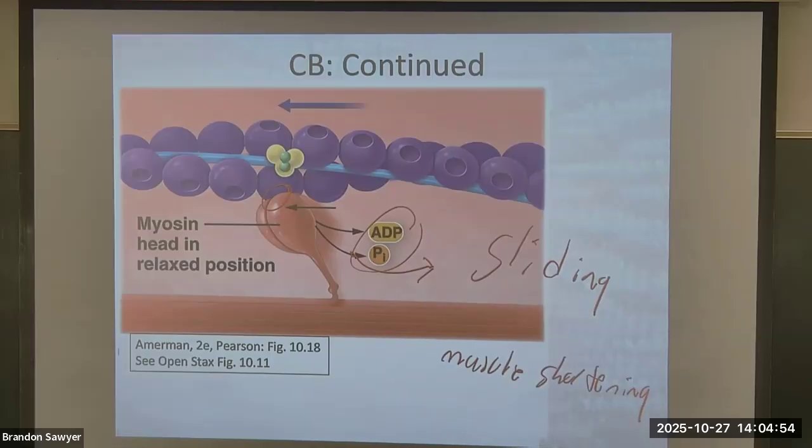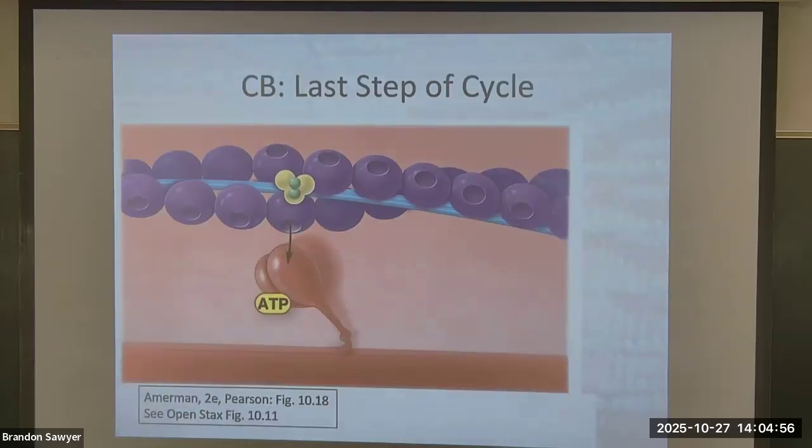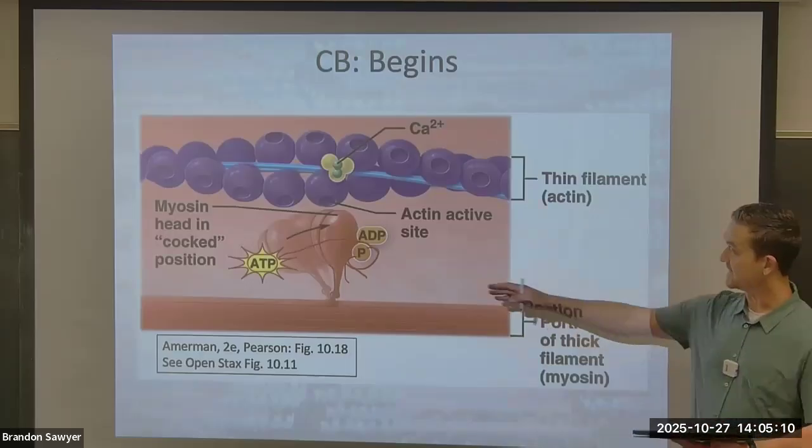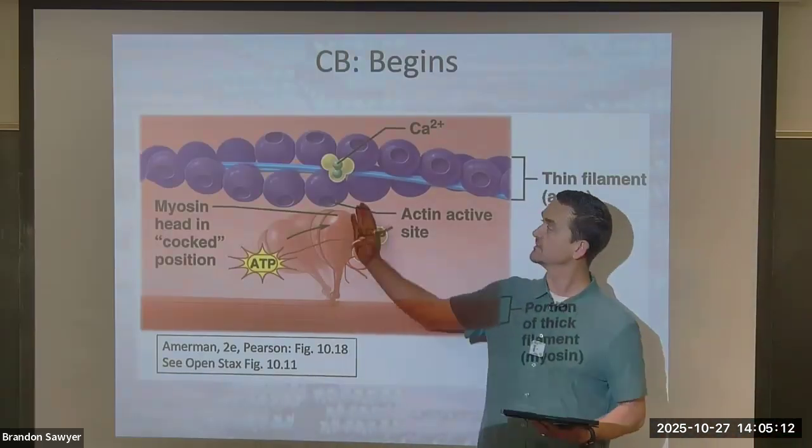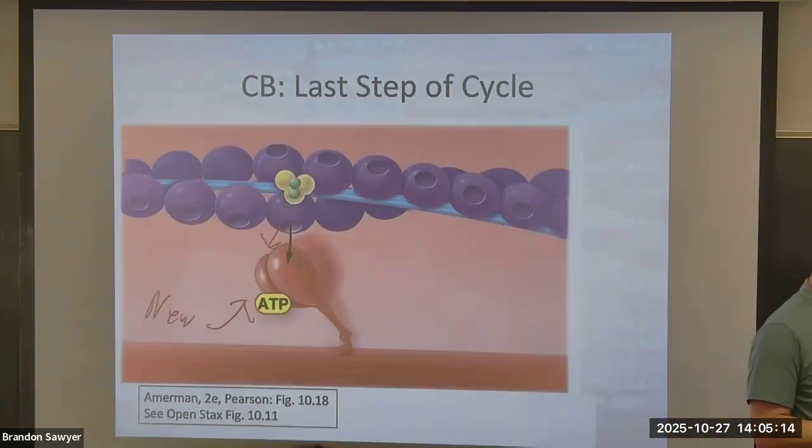And then we move into the last step, which would just be that new ATP comes, which is what allows for the myosin head to be detached from actin. And then we could immediately go right back to step one, where that ATP turns into ADP and attaches again. So that's the whole cycle there.